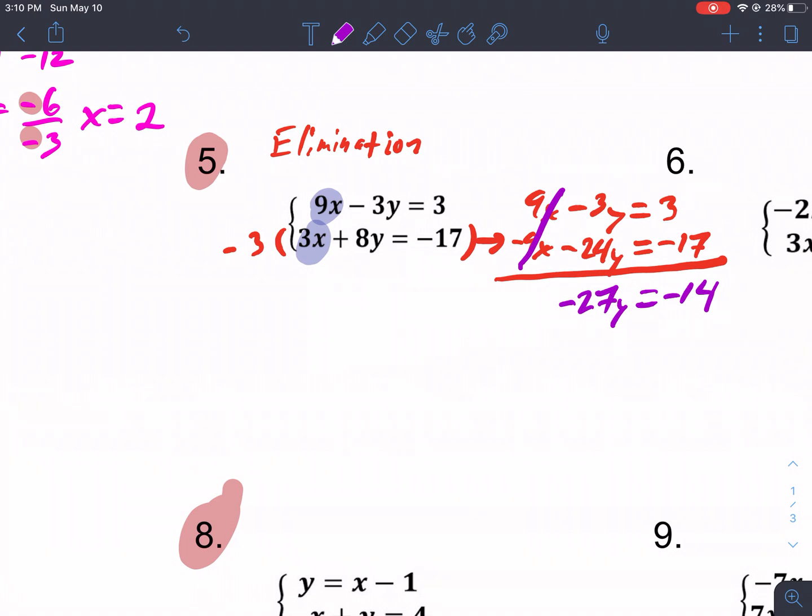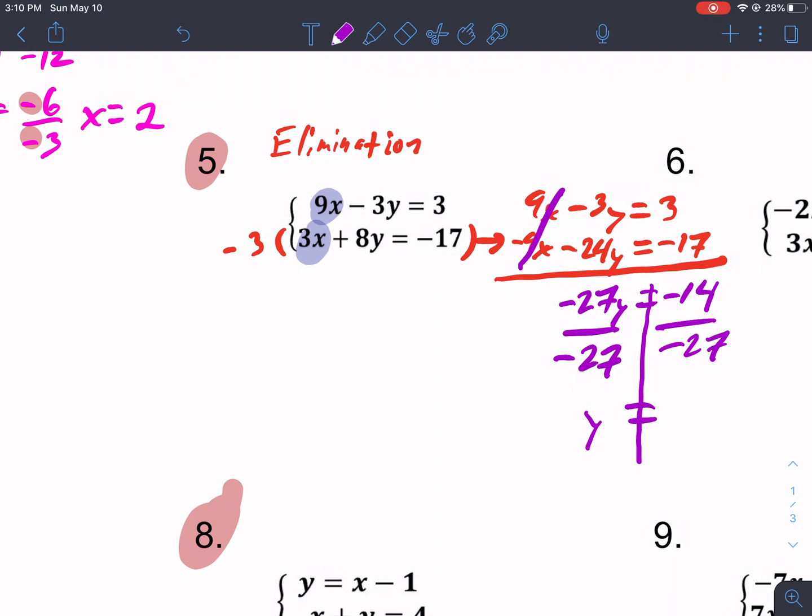Now here, this is the one where I think it's a decimal. So here we're going to get, let me see. So I'm going to divide by negative 27 on both sides, right? Negative 27. And you're going to get y on the left side. But on the right side, I have negative 14 over negative 27. So I'm typing that in the calculator right now.